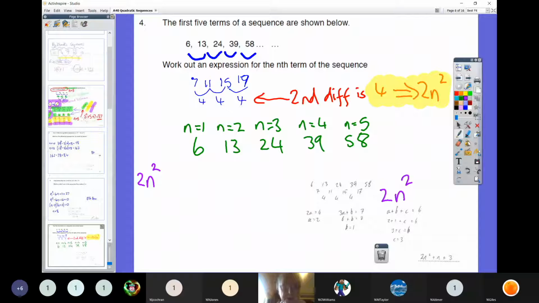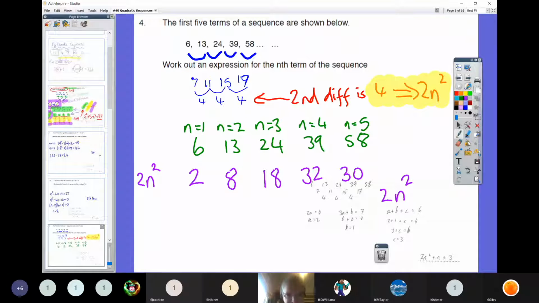So 1 squared is 1, so that gives me 2. Then 2 2s are 4, 4 times 2 is 8. 3 3s are 9, then 18. 4 4s are 16, 32. 5 5s are 25, 30. And then that's what 2n squared gives you.